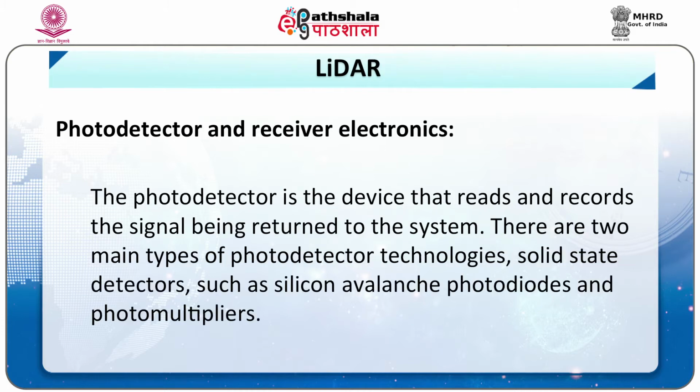The next component is photodetector and receiver electronics. The photodetector is the device that reads and records the signal being returned to the system. There are two main types of photodetector technologies: solid state detectors such as silicon avalanche photodiodes, and photomultipliers.